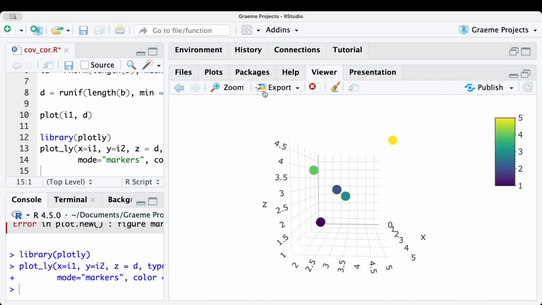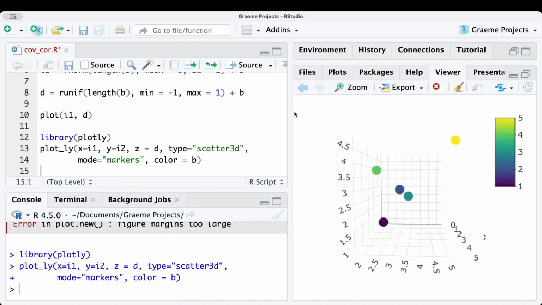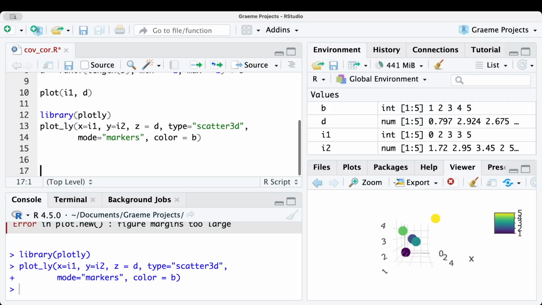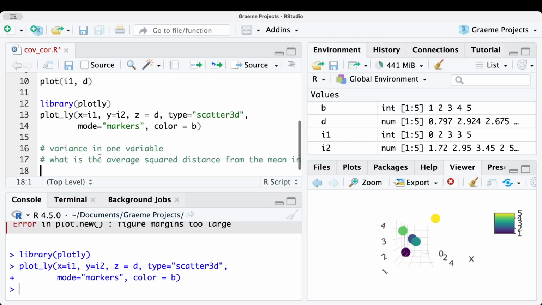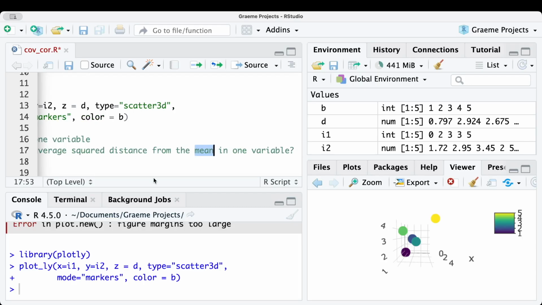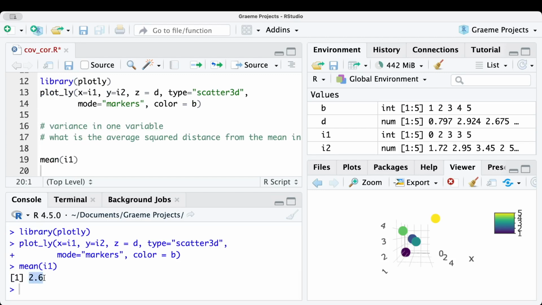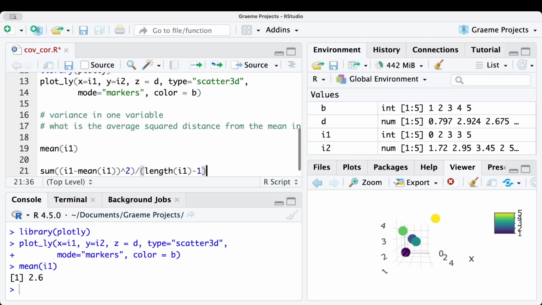So the next important thing to talk about here is going to be the variance. So I'm just going to make that plot small again. So the variance is going to be the average squared distance from the mean of a variable in that variable. So we can get the mean of I1, and that is going to be 2.6. And so then we can also get a variance for I1 through the following formula. So I'll just paste this in here.